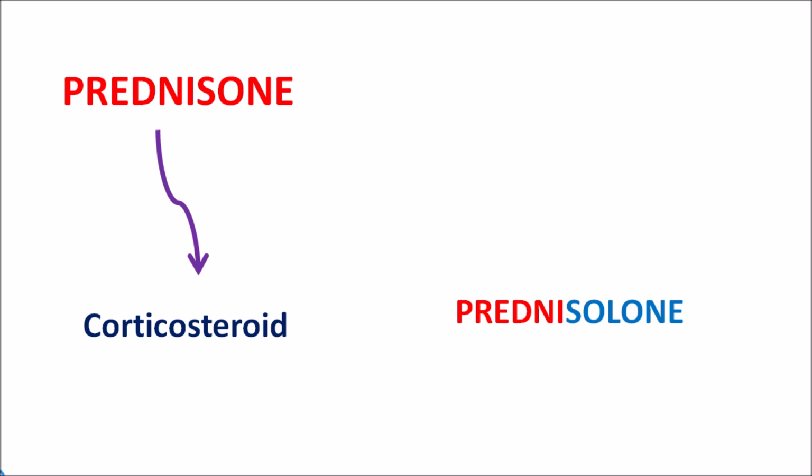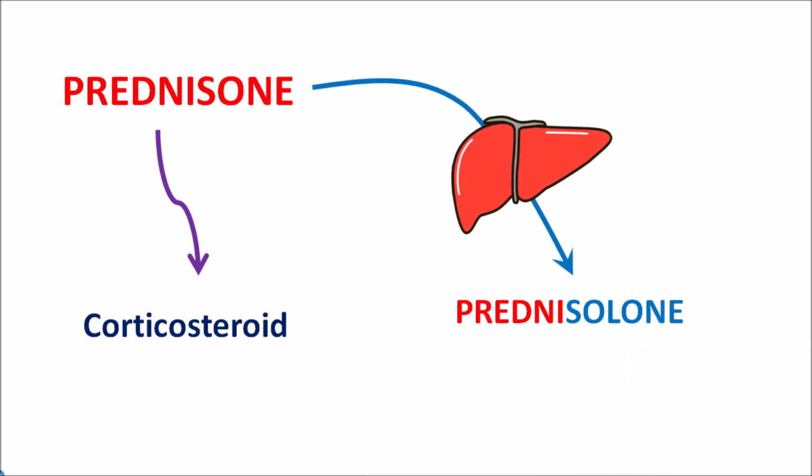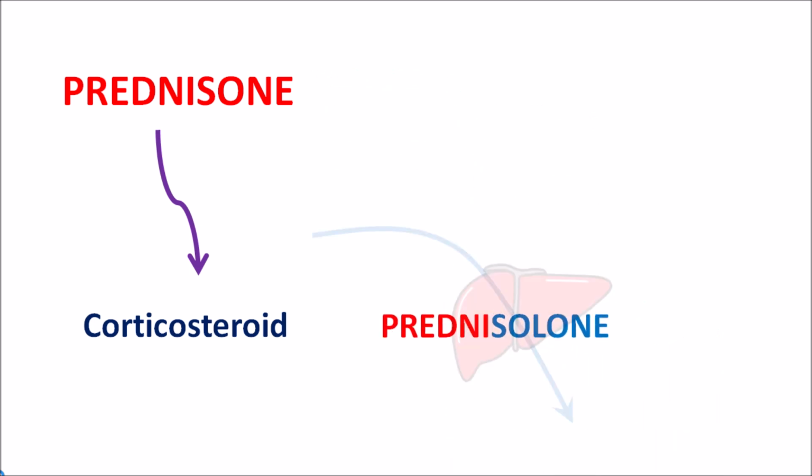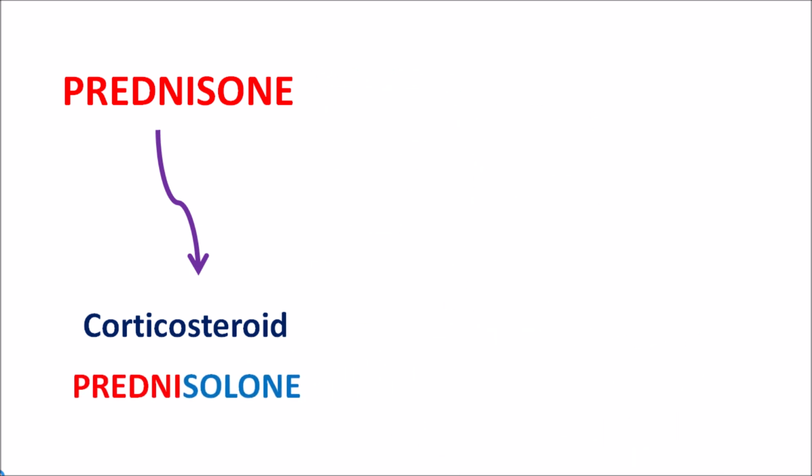What is the relation between prednisone and prednisolone? Actually, when prednisone is administered into the body, within the liver it is metabolized to give prednisolone. So, prednisolone is the active metabolite of prednisone. But still, these two drugs are not equivalent and both are available as corticosteroids.